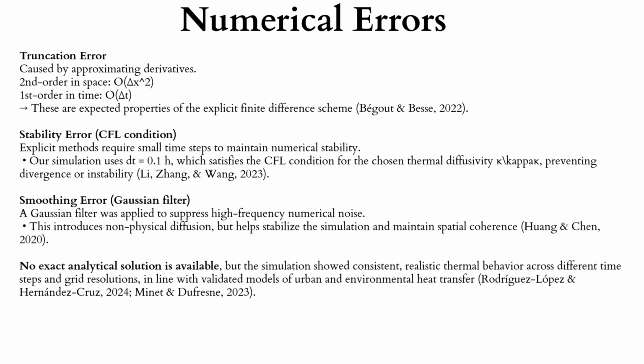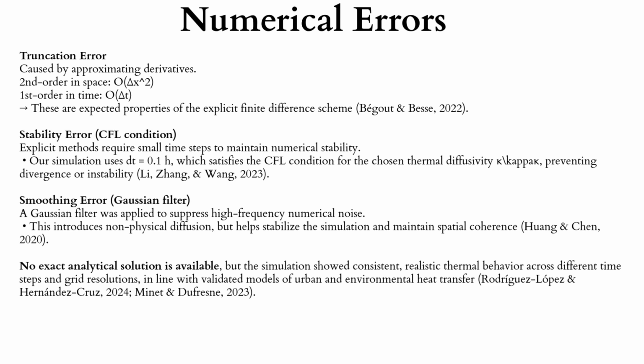We have the stability error, the CFL condition, CFL meaning Courant-Friedrichs-Lewy. Explicit methods require a small time step to maintain numerical stability, as we all know. In our simulation, we use dt equals 0.1 h, meaning that is the size of our step, and this satisfies the CFL condition for the chosen thermal diffusivity kappa, preventing divergence or instability, as set in Lee, Shang, and Wang 2023.